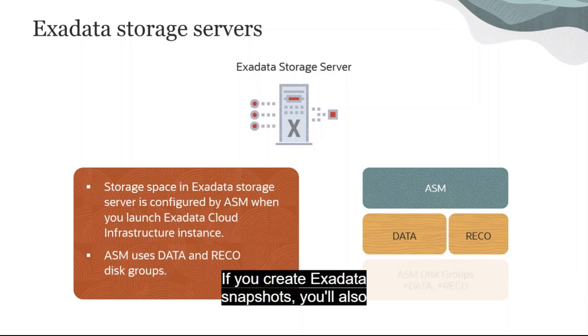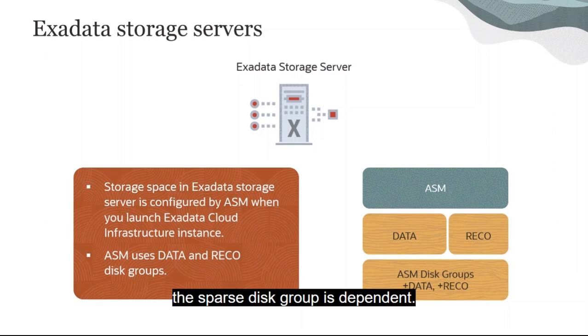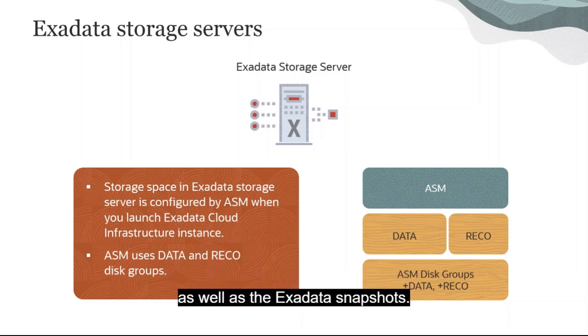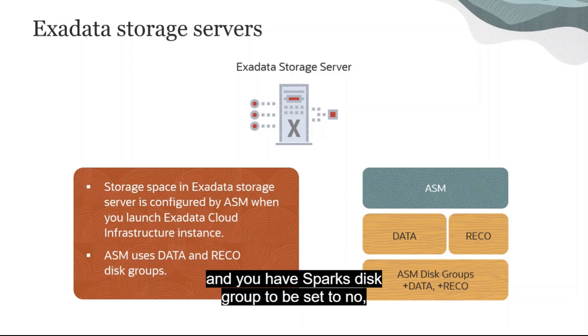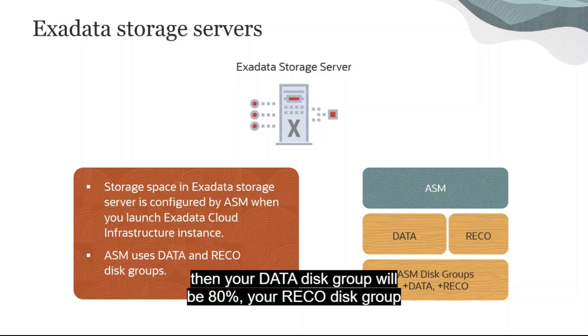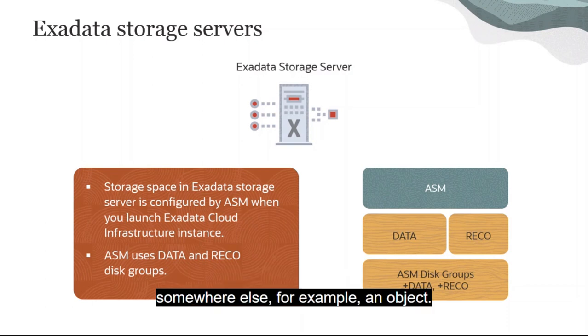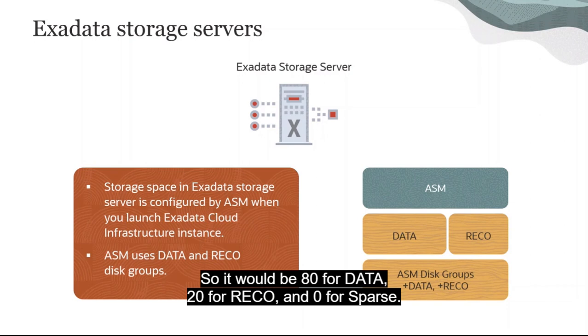If you create Exadata snapshots, you also create something called a sparse disk group, and that's where those snapshots will be stored. The configuration of the DATA disk group, as well as the RECO disk group and the SPARSE disk group, depends on whether or not you have database backup in the Exadata storage, as well as the Exadata snapshots. So just a simple example: if you have database backup on Exadata storage set to no, and you have the sparse disk group set to no, then your DATA disk group will be 80%. Your RECO disk group will only be 20%, since your backups will be stored somewhere else, for example, in Object Storage. And since you have no sparse disk group, then it'll be 0. So it'll be 80 for DATA, 20 for RECO, and 0 for SPARSE.